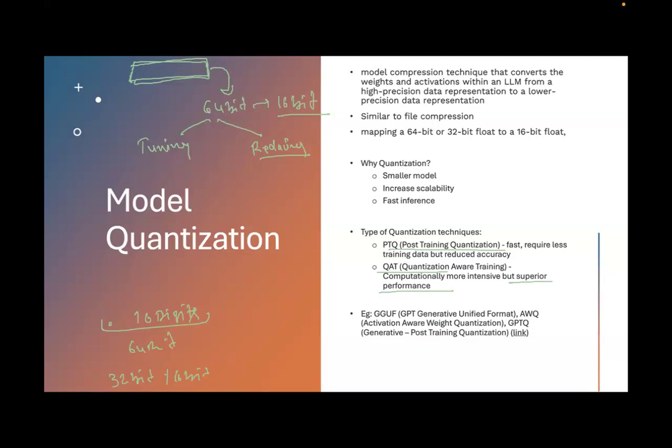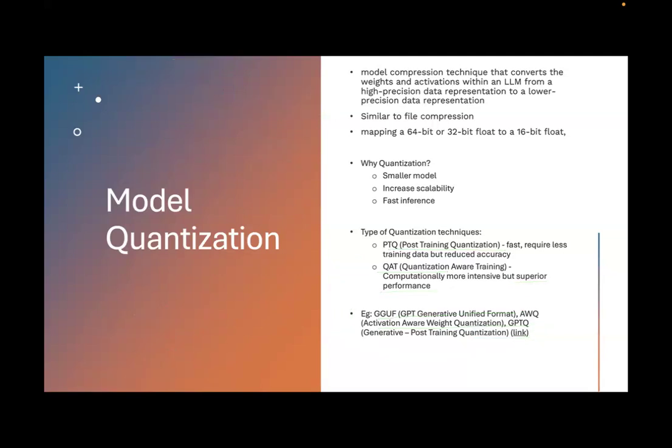Then there are some examples of this quantization. These can be categorized back into these categories, but this is something that you might want to explore, and I'll leave it for you guys to explore around. Okay? These are like GGUF, GPT-generated unified format, where GPU and CPU are all clubbed together. Then we have activation-aware weight quantization, AWQ, and post-training quantization. I have also provided the link. If you guys want to read a bit around here, you can take a look. Okay.